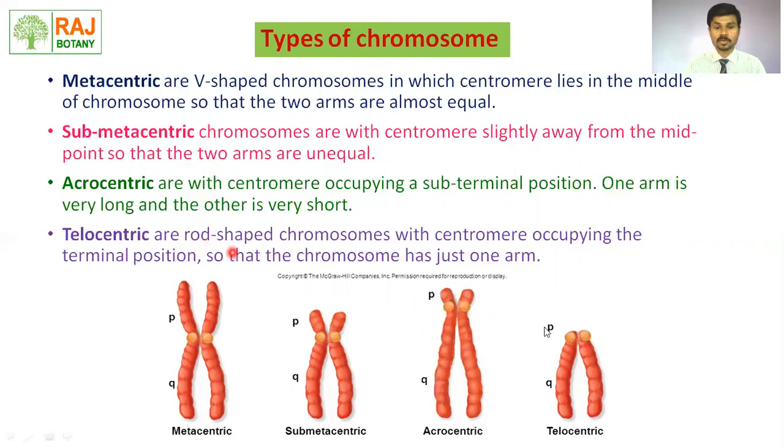Then the telocentric chromosome. This is actually the rod-shaped chromosome, in which the centromere is present at the tip position or terminal position of the chromosome, so that the chromosome has just one arm. There is no other arm. Here we can see the one arm. On the other side of the centromere, no arm is there.